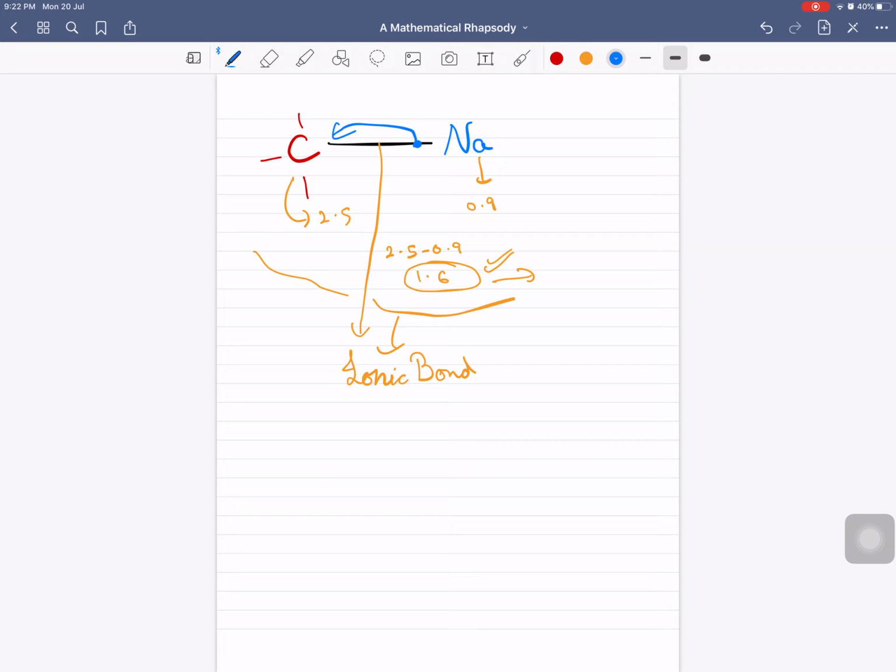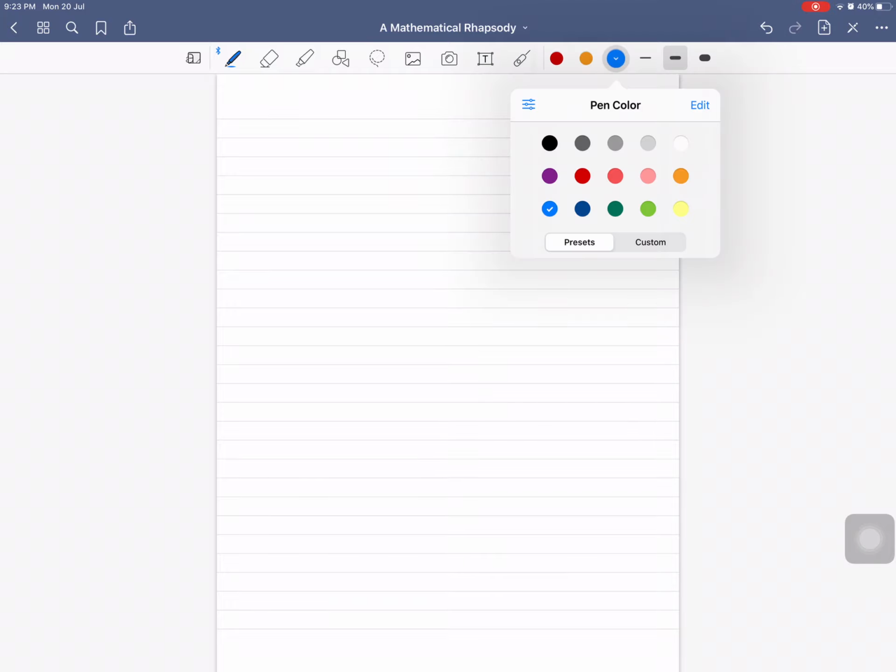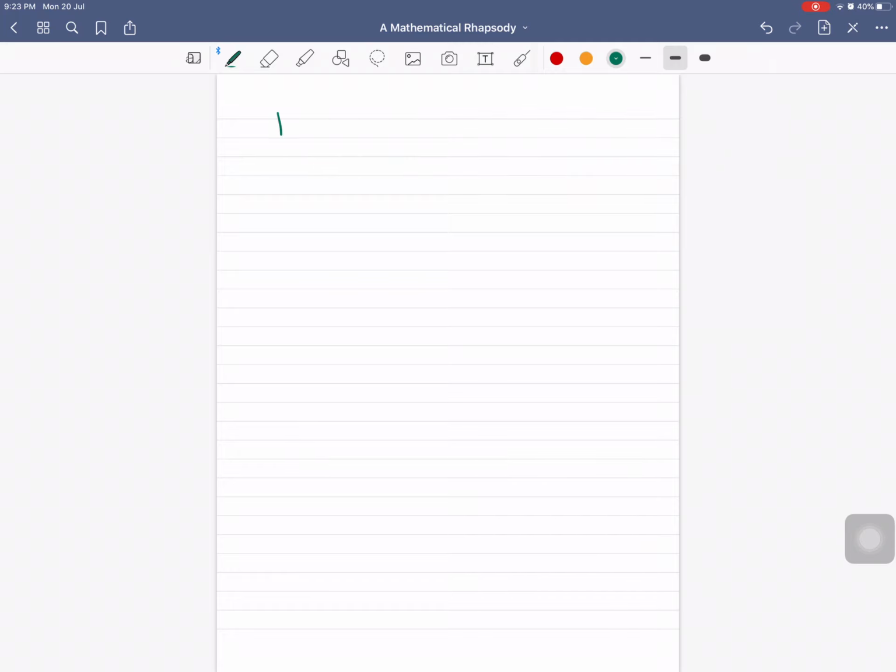Now I told you that I was going to tell you the electronegative difference limit for which a bond can be polar, non-polar or ionic. I'm going to write that down on the next page. Let me use a very special color. A green would be nice. Electronegative difference.